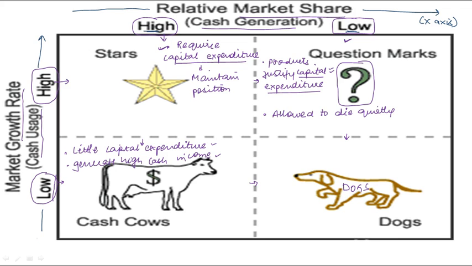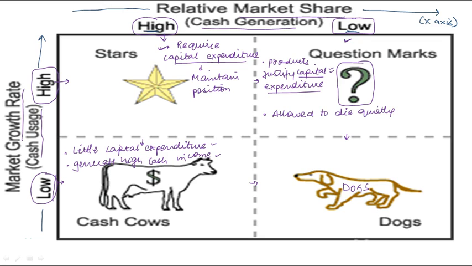So you used to call him a dog. A dog is always a dog. So why did you call it that? Because it is of no use: there is no cash usage, and there is low cash generation and low cash usage. Now, if we talk about dogs, what are dogs doing?